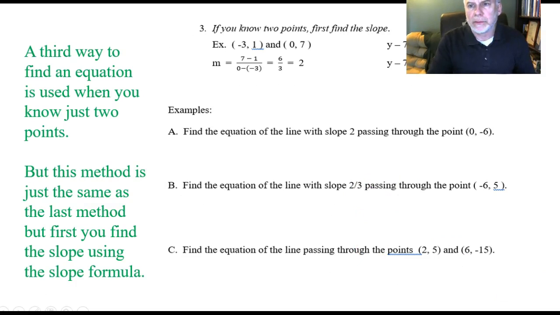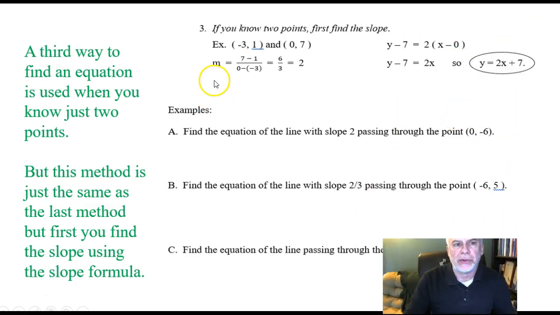Now a third way to find the equation of a line is used when you know just 2 points. So like here, if you know 2 points, so what if I know negative 3, 1, and 0, 7? Well, this method is really the same as the last method, but first you find the slope. And then once you have the slope, you've got a point and you've got the slope, so you can use the point-slope form. Okay, so here's your points, negative 3, 1, and 0, 7.